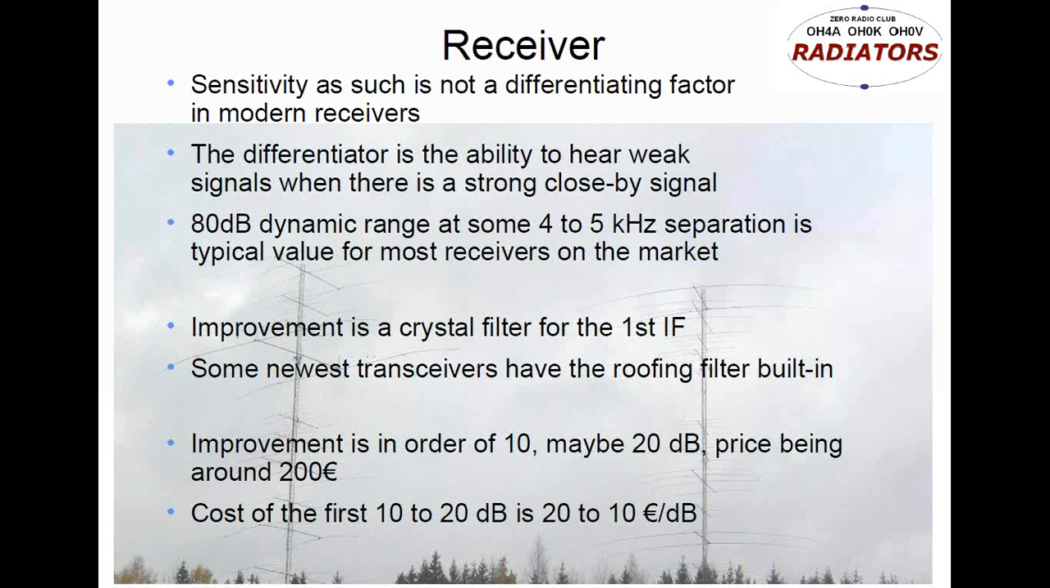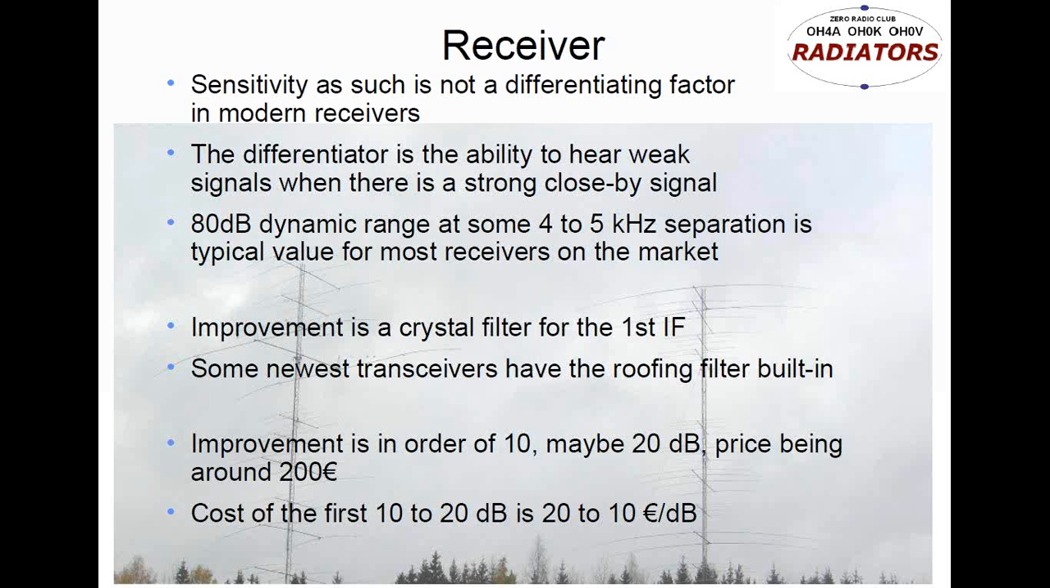And some of the latest transceivers have the roofing filter built in, largely because of some architecture changes in the receiver. But here at this receiver, with this roofing filter, if you are getting an improvement of about 10 or 20 dB for this some kilohertz separation, it means that you are paying only about 20 or 10 euros a dB. So these are pretty efficient euros.